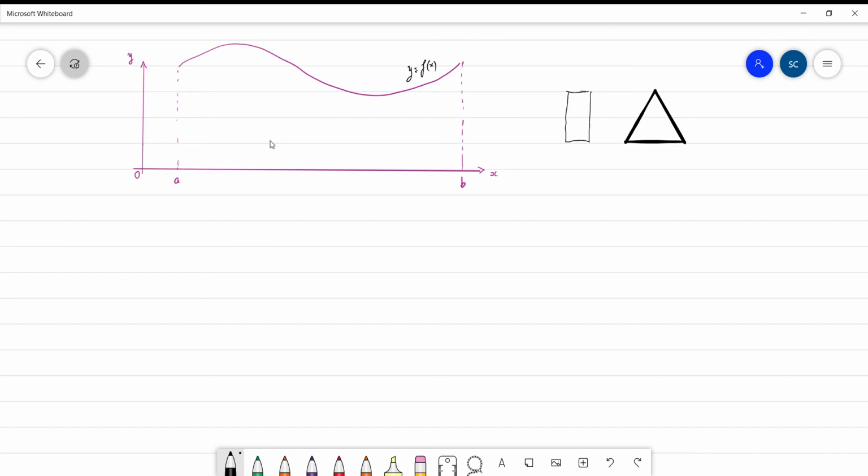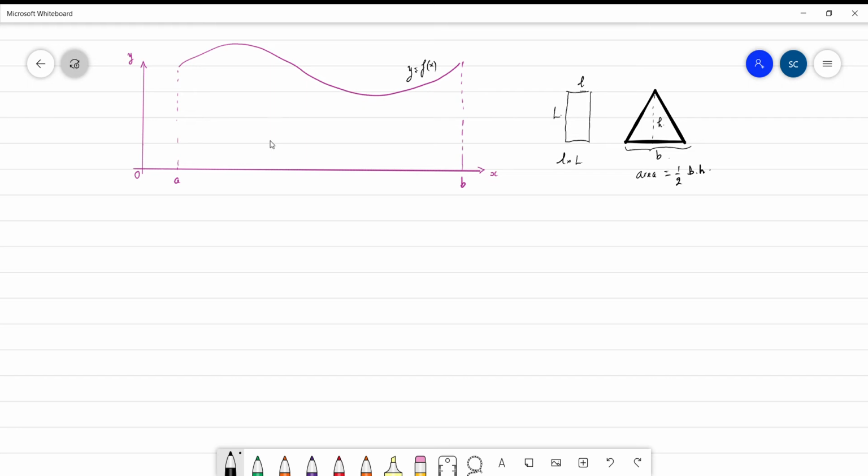For this one, you have length times height, so L times capital L. Here, if this is the height, and this is the base, then the area will be half of the base times the height. Here the area, this is capital L, this is L, the sizes of the sides of the rectangle. So how will we compute this?